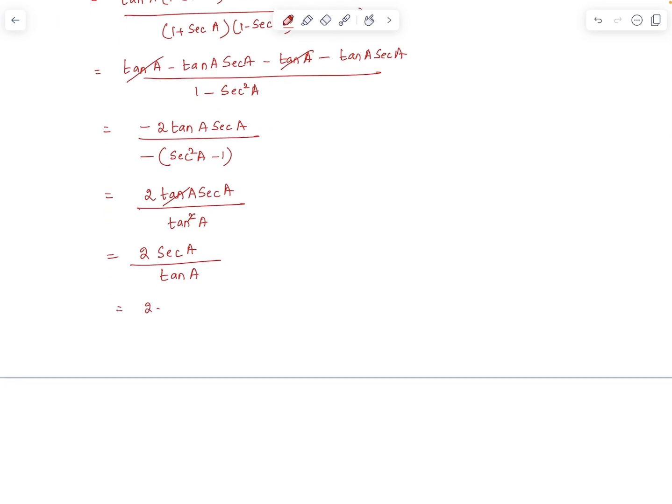Secant A is 1 upon cos A and tan A is sin A upon cos A, which goes to the numerator. So we are left with 2 upon sin A, which is nothing but 2 cosecant A. That is the RHS of the statement. So hence proved.